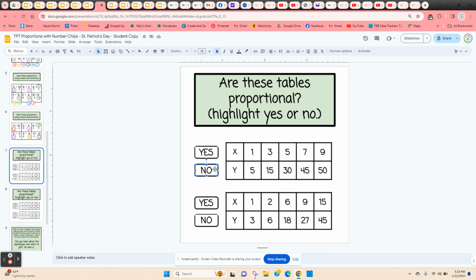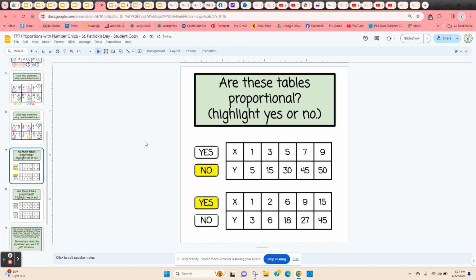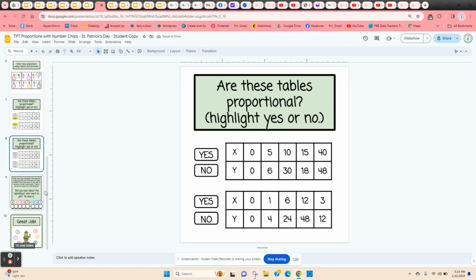So they're going to click in no, and they're going to come up here to the fill color feature, and they can pick any color to show their answer. Same thing on the next table here. They're multiplying by 3. Multiply the x value times 3, and that works for every column. So this one would be yes. So they click in yes. Again, come up to the fill color feature, click on a color, and color it in. They're going to do the same thing on the next slide.